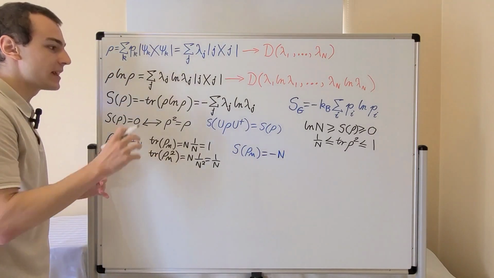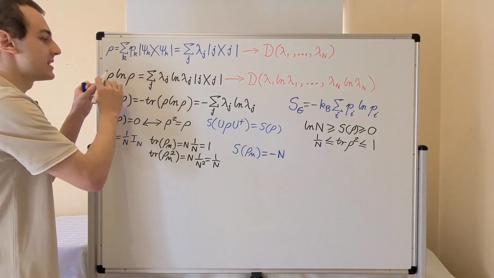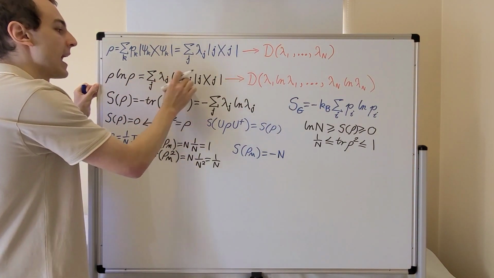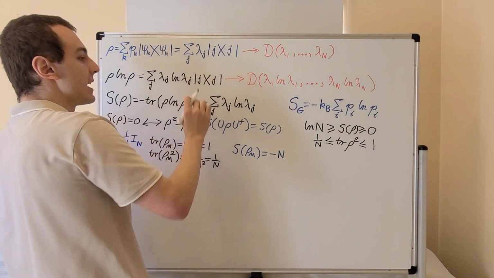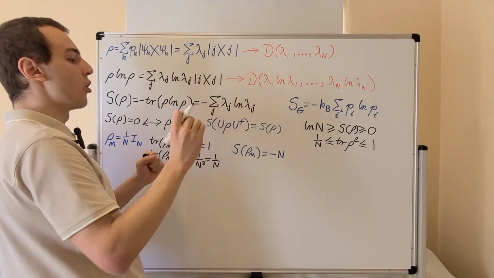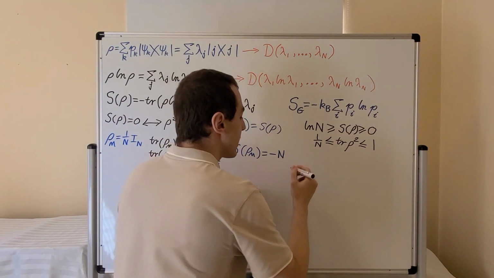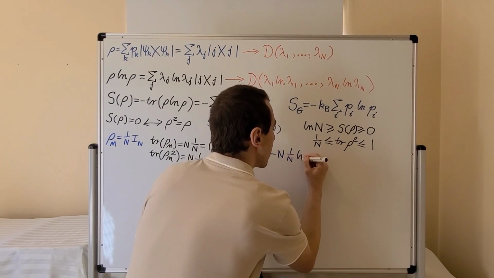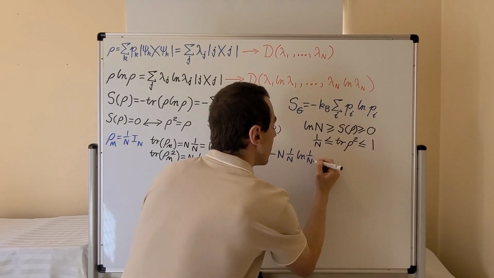Then, what are all the entries going to be? Well, we need to consider this matrix over here. All of these entries are going to have this form. And all of these lambda j's, they are going to be 1 over n. So what's that going to give us? Well, we're going to have 1 over n times the log of 1 over n.